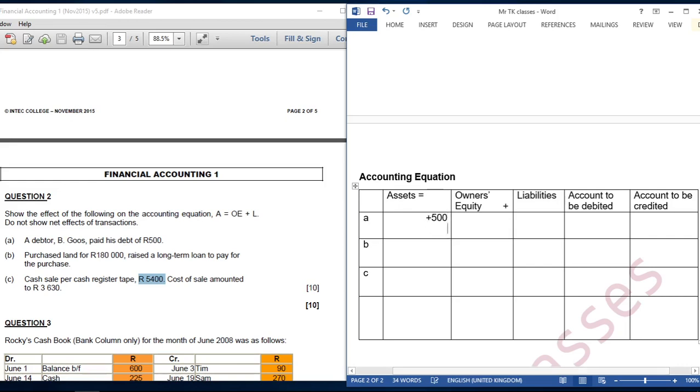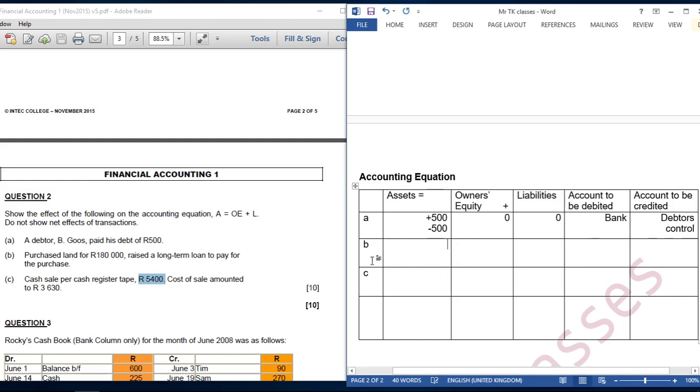And we also have another account which is affected there. Remember, this is a debtor paying. So our debtors control are going to decrease with 500. This does not affect the owner's equity. This does not affect the liabilities. So which account is going to be debited? Remember, we have the bank account, and the bank account is increasing. So if a bank account increases, we debit it because it is an asset account. If an asset account increases, we debit. If an asset account decreases, we credit. So we have an asset account that is also decreasing here. It is called debtors control.